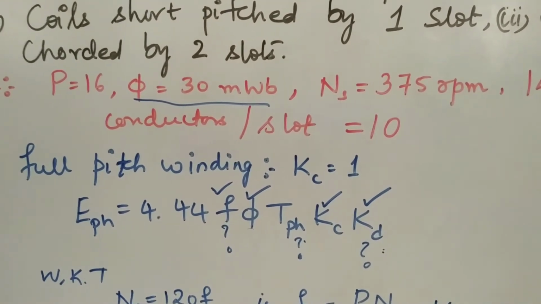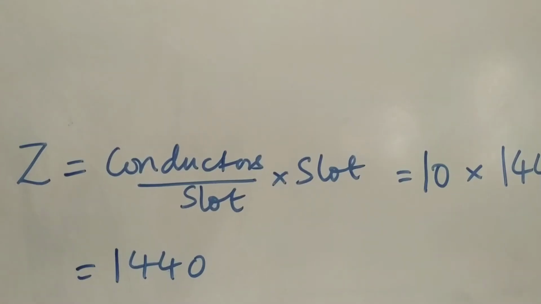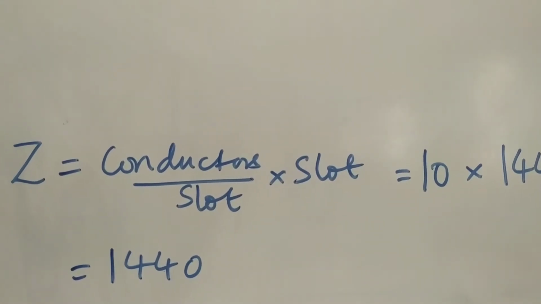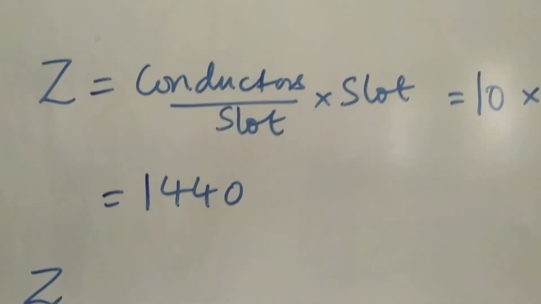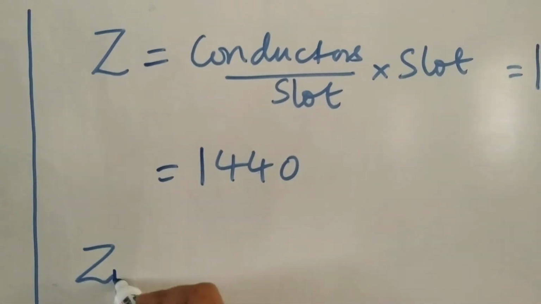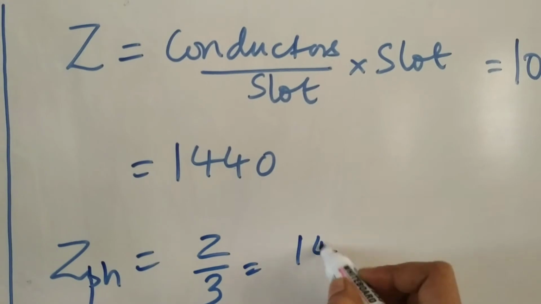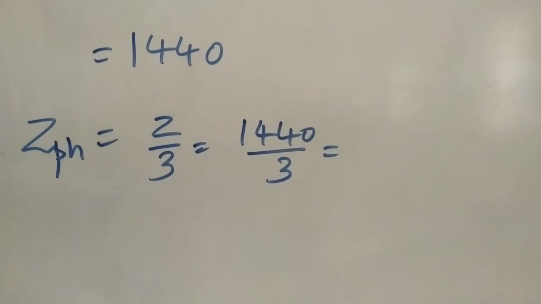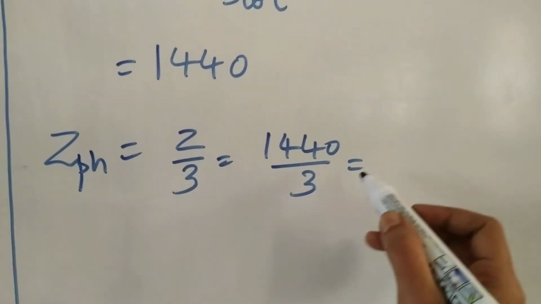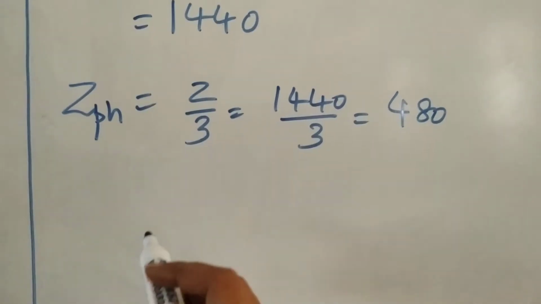So let us go and solve the number of conductors per phase. When we solve the number of conductors, it results with 1440 conductors. Now if you want it for the conductors per phase, it will be Z divided by 3. So it is 1440 divided by 3. It results with 480 conductors.